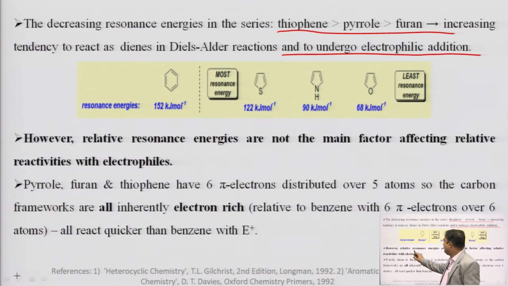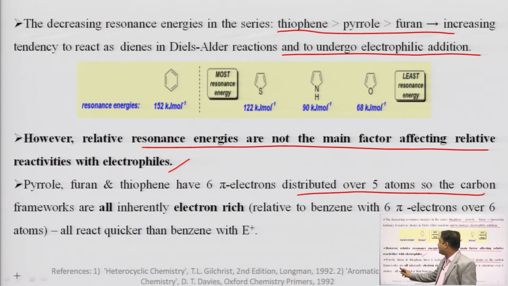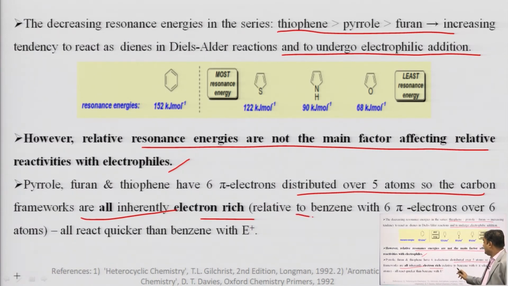However, relative resonance energies are not the main factor affecting the relative reactivities of the electrophile. So again, a very, very important point to take care of: relative resonance energies are not the main factor affecting the relative reactivity with the electrophile. So what happens actually, you will see pyrrole, furan and thiophene have 6 pi electrons distributed over 5 atoms. So the carbon frameworks are all inherently electron rich, relative to benzene with 6 pi electrons over 6 atoms. All react quicker than benzene with electrophile.